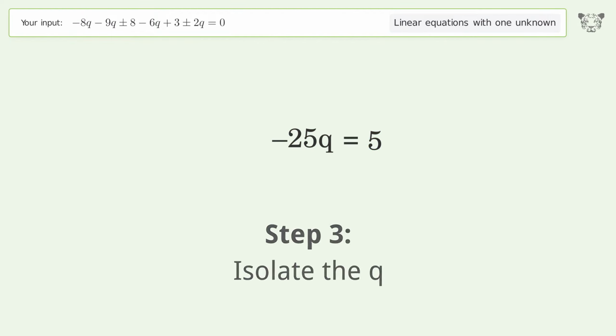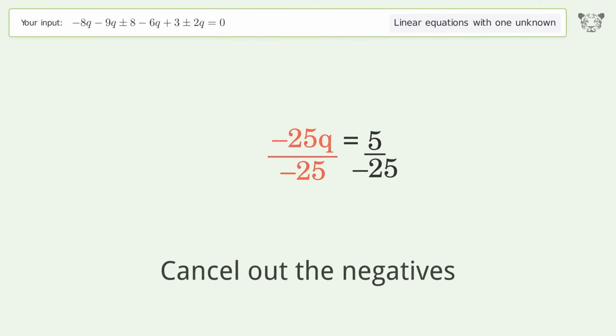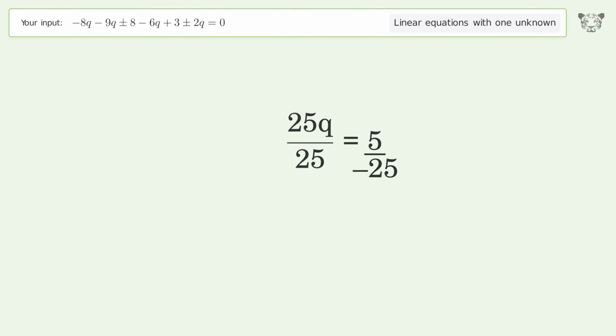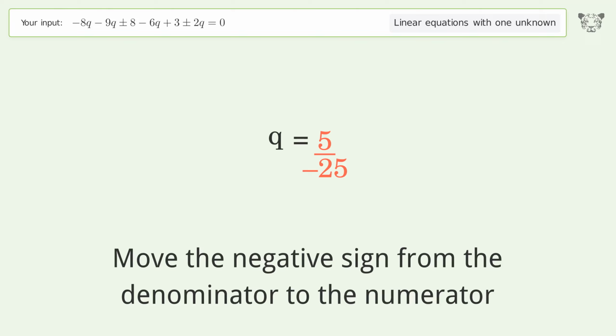Isolate the q. Divide both sides by -25. Cancel out the negatives. Simplify the fraction. Move the negative sign from the denominator to the numerator.